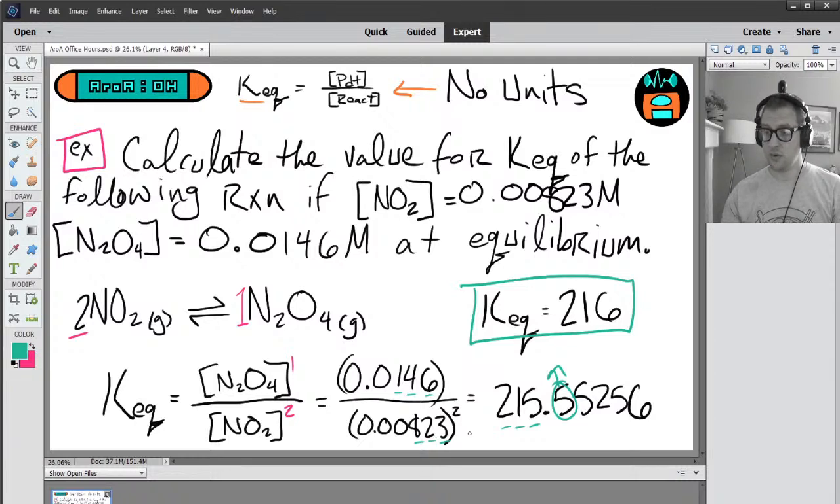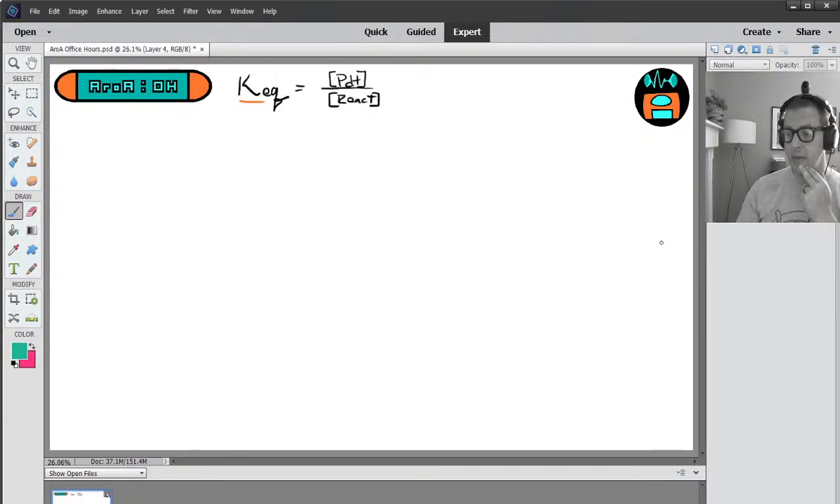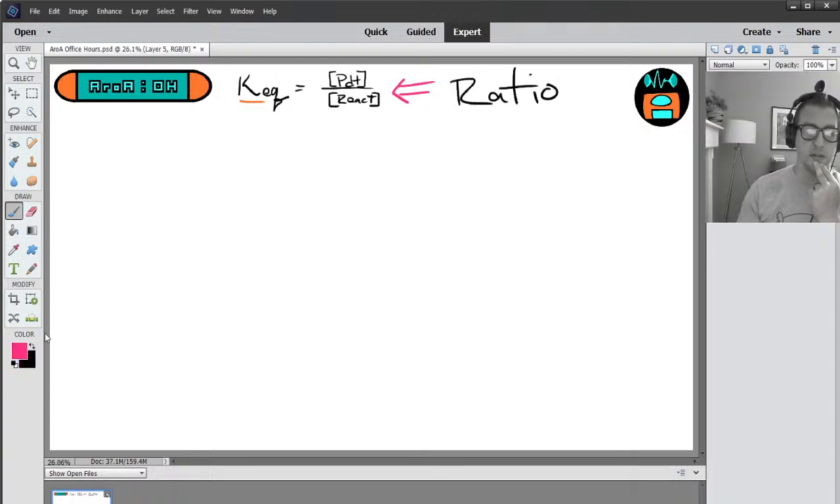All right, and that is the value for the equilibrium constant for this reaction. So we've had some experience at the end of last lecture writing expressions for equilibrium constants. Here we just calculated a value for the equilibrium constant. I want to take a minute and talk about what the equilibrium constant actually means. And the thing to remember is right up here. It is a ratio of the concentration of products over the concentration of reactants.